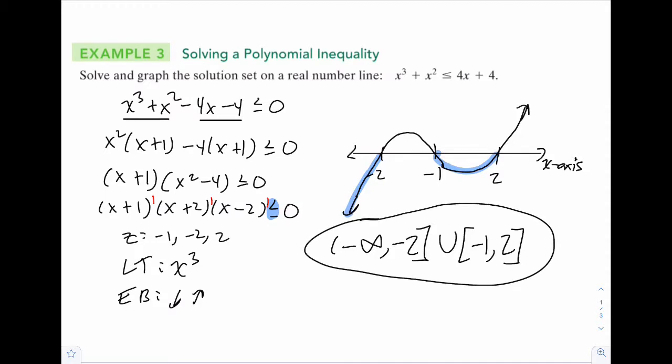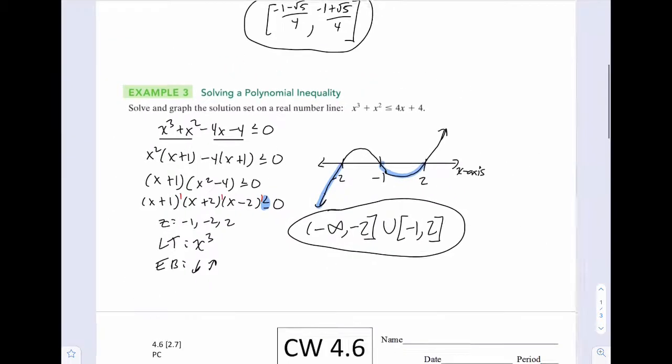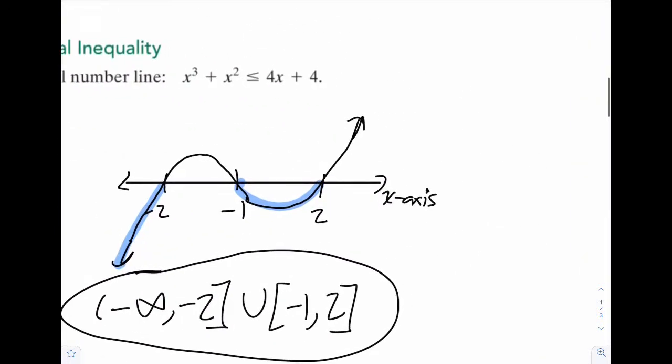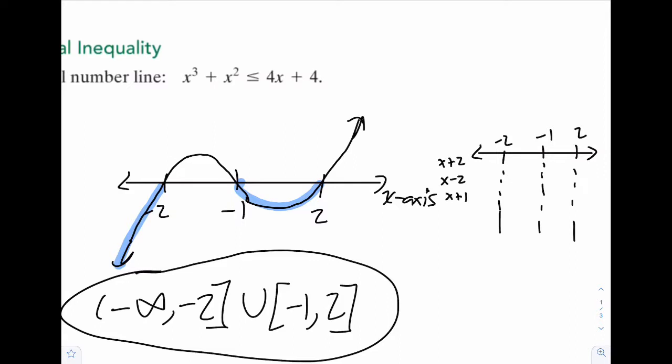And again, you could make a sign chart, but I think for this one, graphing might be a little bit easier. But of course, you could make a sign chart if you wanted to. It's just going to be a little bit longer. It would look something like this. Negative 2, negative 1, 2, dot, dot, dot. And then your 3 factors, x plus 2, x plus 1, x minus 2. So that'd be perfectly fine. You get the same exact thing. It's just going to take you a little bit longer.